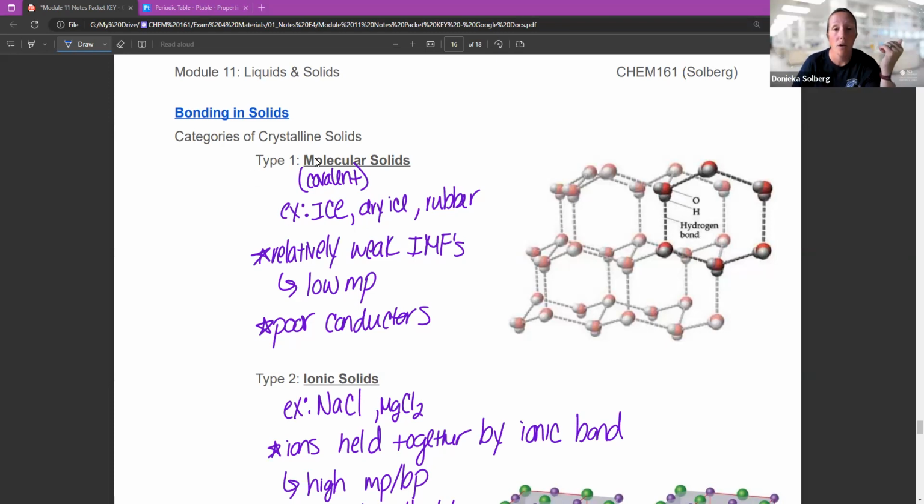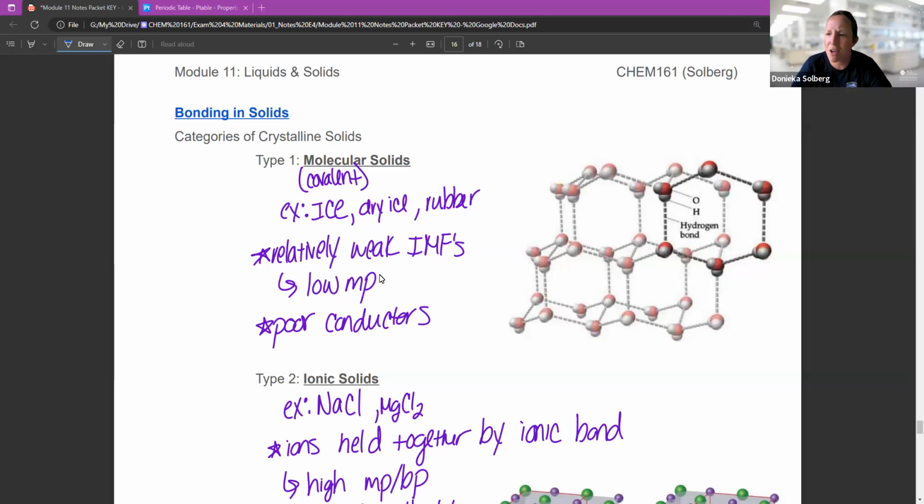So there are what are called molecular solids. Molecular and covalent are kind of synonymous. So anytime you have a solid that is made of a covalent molecule, like ice, solid carbon dioxide, rubber is a molecular solid. Their molecules have relatively weak intermolecular forces, so they have relatively low melting points. They are very poor conductors of electricity.